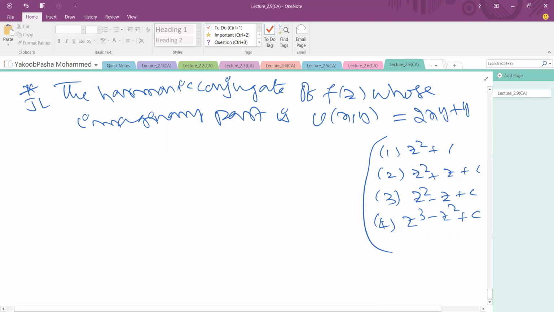Here they asked for the analytic function. Sorry, not the harmonic conjugate, the analytic function f of z whose imaginary part is v of x comma y is equal to 2xy plus y. Since they asked for analytic, use the Milne-Thomson procedure.